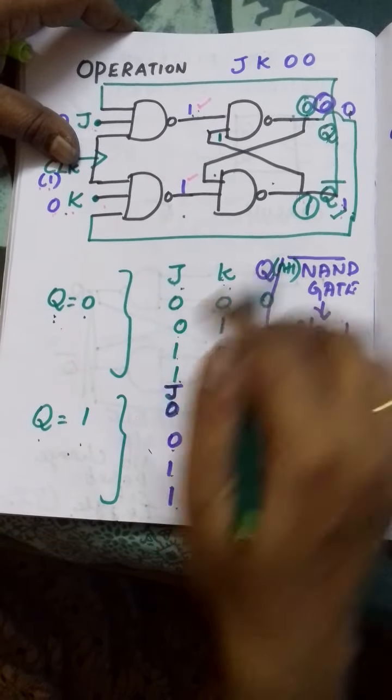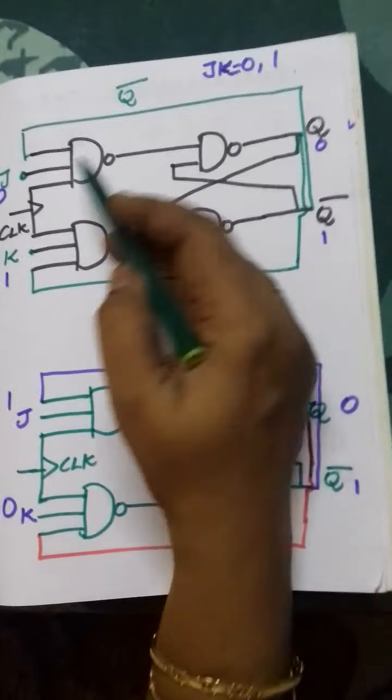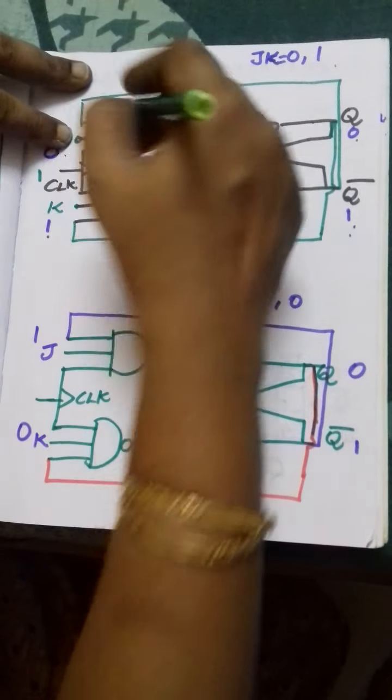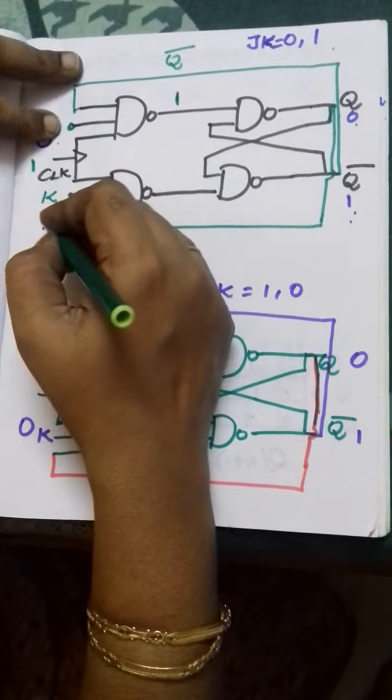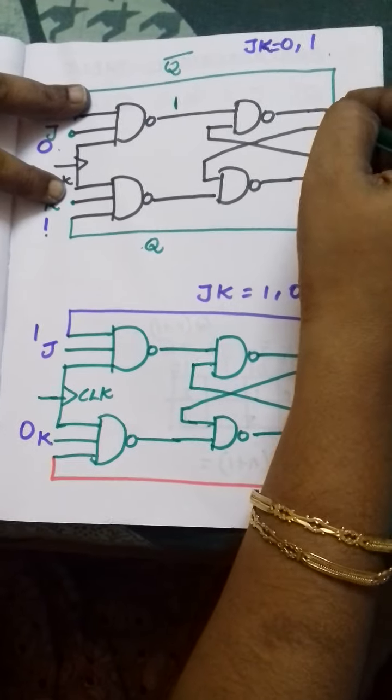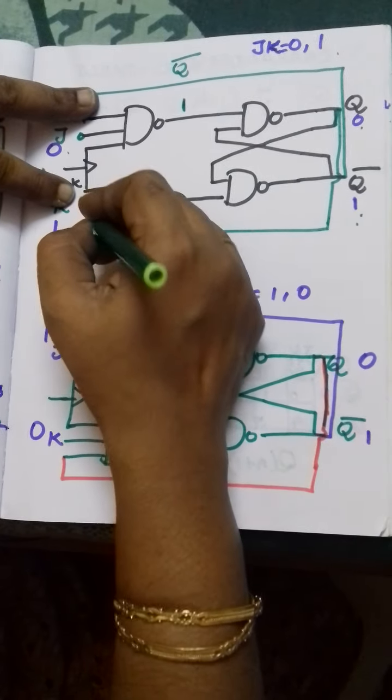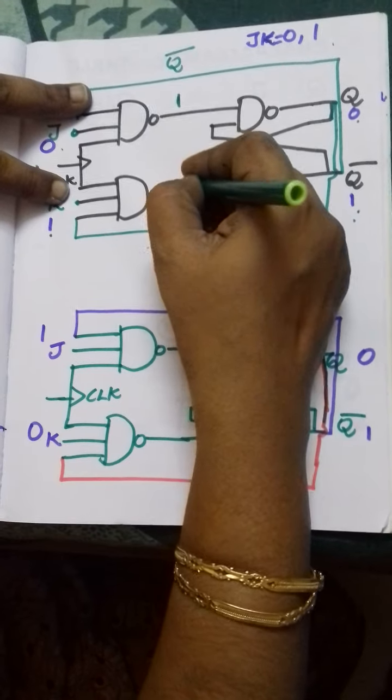Now let us start with the next condition, 0, 1. So what is happening in 0, 1? J is 0 and K is 1. Let me assume clock is always 1. You know already Q, let me assume 0. So naturally Q bar will be 1. So one input is 0, so naturally the output will be 1. Here K is 1, clock is 1, Q is 0. When any one input is 0, the output will become 1. So here it is 1.